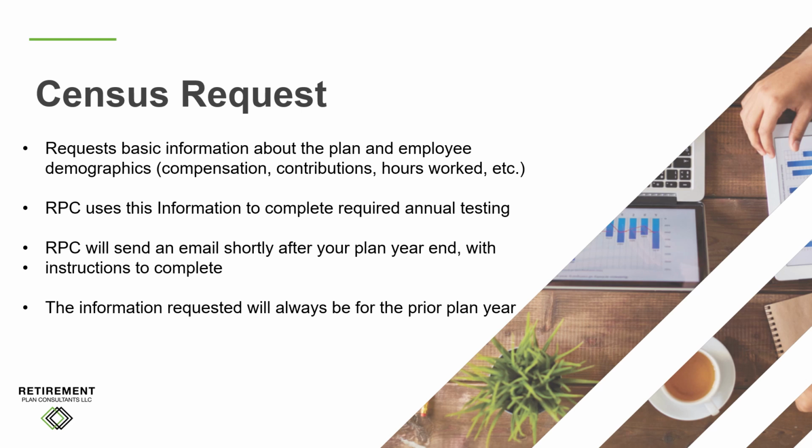RPC uses this information to complete the required annual compliance testing for the plan. Shortly after your plan year ends, you will receive an email with a secure link to complete the census. For a calendar year plan, this email would be sent in the second week of January. It is important to complete this task as soon as possible to allow RPC time to complete testing and make any requested contribution calculations prior to the company's tax filing deadline, so that those contributions can be deducted on the corporate returns. We request the census be completed by the 15th day of the second month following your plan year end. For a 12/31 year end plan, this would be February 15th.